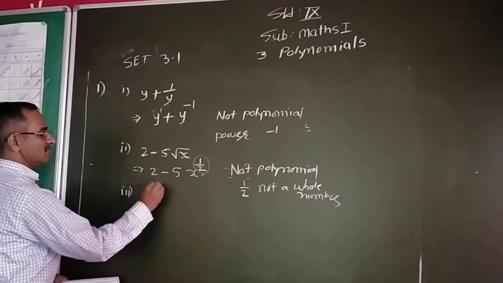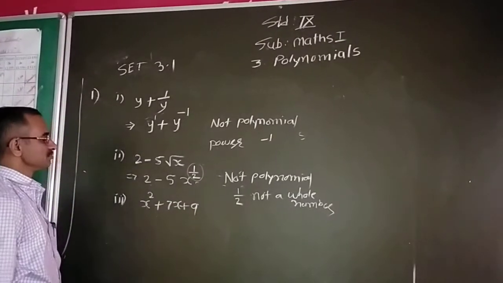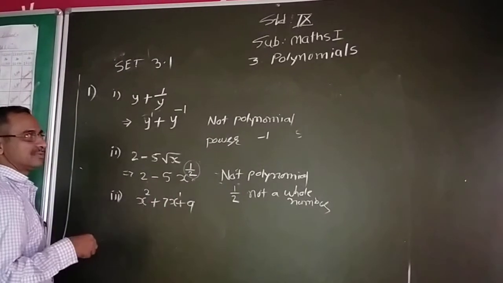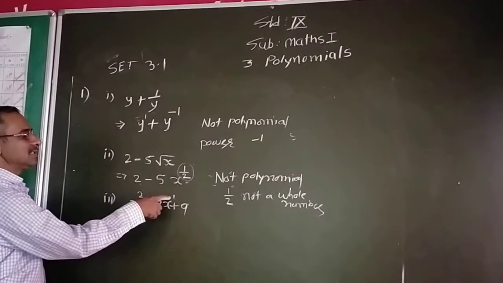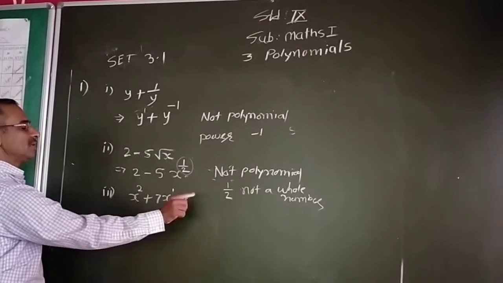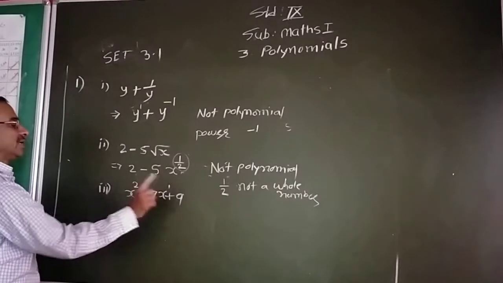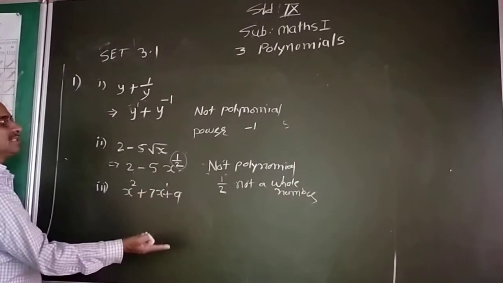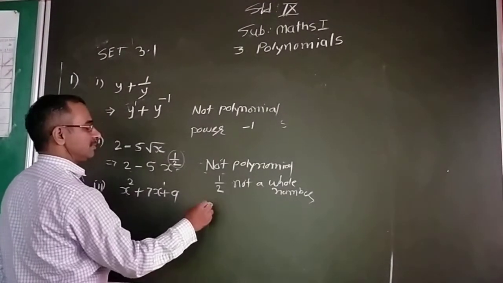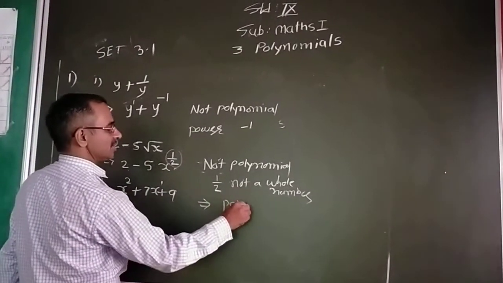Then third: x square plus 7x plus 9. In this example, what is the power of x? 2. What is the power of the second x? 1. It is not written here, so it is considered as 1. The 9 is a constant term, so there is no need for a power of the variable. All powers are included in the whole numbers, 0 and positive numbers, so it is a polynomial.